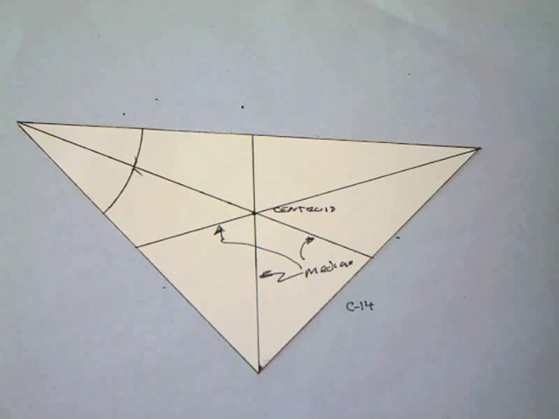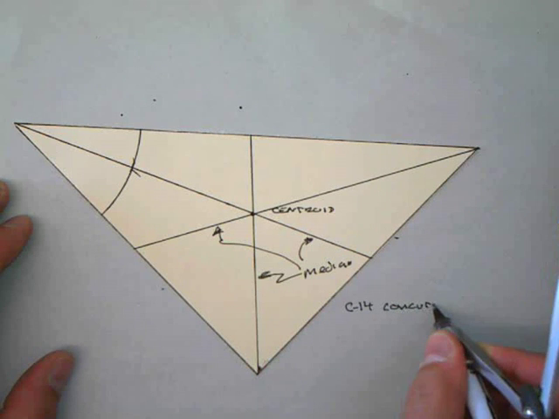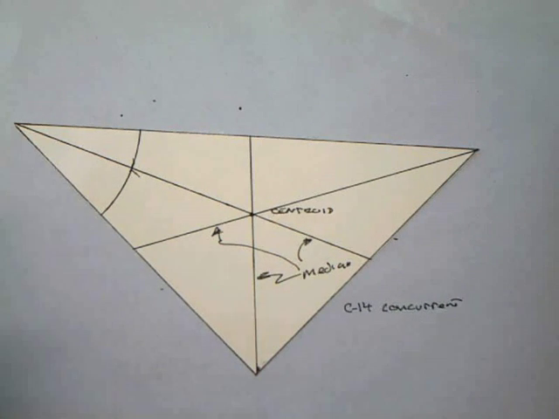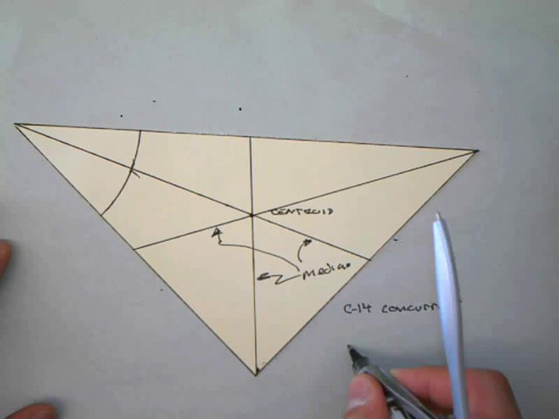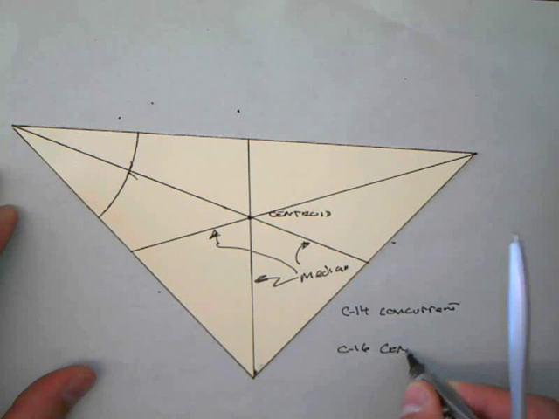So, conjecture 14. The three medians of a triangle are concurrent. Like I said, we did this backwards, but it's still the same punchline. Then I go down to C16, the center of gravity conjecture. The blank of a triangle is the center of gravity of the triangular region. Centroid. Very good. Centroid.